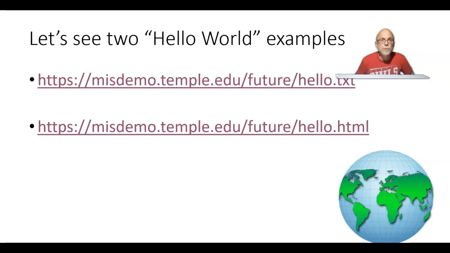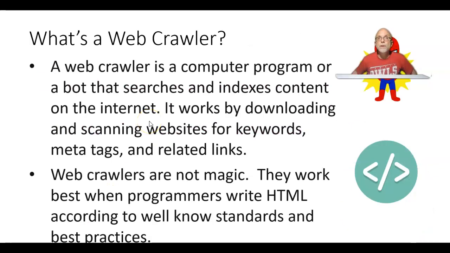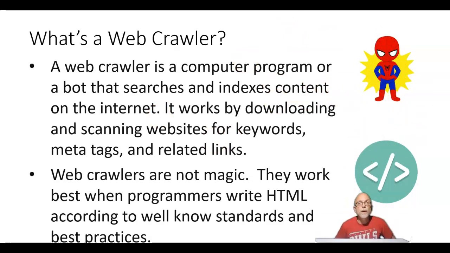All right, what are some other pieces of software that read web pages? The first one is a browser, but there's also something called a web crawler. A web crawler is a computer program, sometimes called a bot, that searches and indexes content on the internet. It works by downloading and scanning websites for keywords, meta tags, and related links. All of that stuff that I just said, keywords, meta tags, and links, that's all HTML.